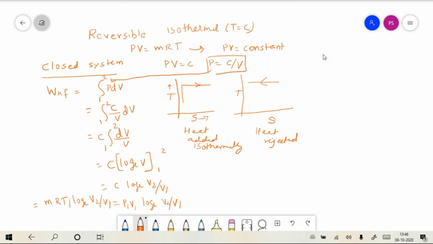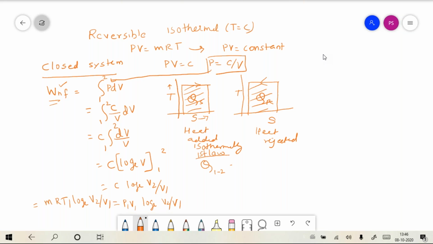What would be the heat transfer for a closed system? This is the work transfer. No? How to calculate the heat transfer for a closed system? So for closed system heat transfer, you would apply the first law of thermodynamics, the mathematical statement for a process in a closed system. So Q1 to 2 is equal to delta U plus W1 to 2.